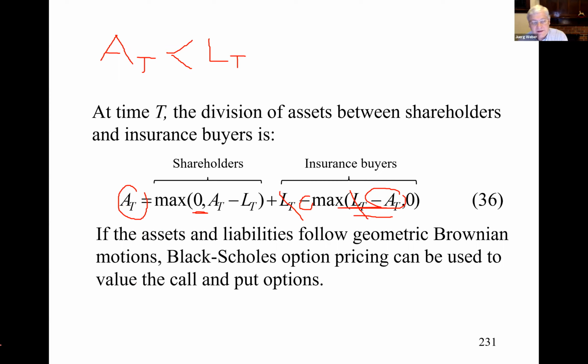You have to think this through again. This equation 36 really summarizes about everything we have done in the last lecture, and it makes sense. The equation certainly holds in both situations, whether the insurance company is broke or whether it is solvent. We will get AT here on the left side. The equation holds.